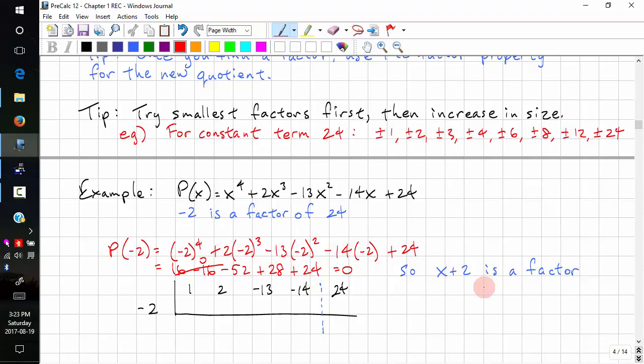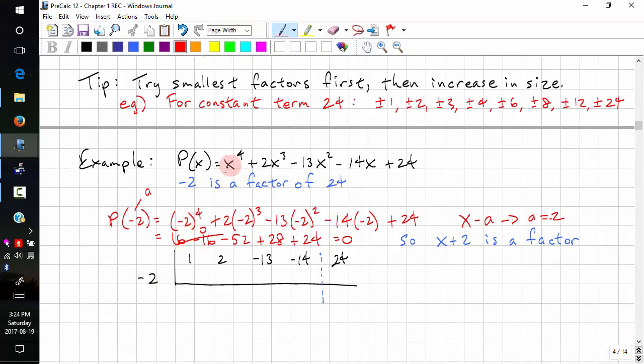Okay, so x plus 2 is a factor. That means x minus a implies that a is equal to negative 2. And we've already had a here. So we put negative 2 here. We do the division.